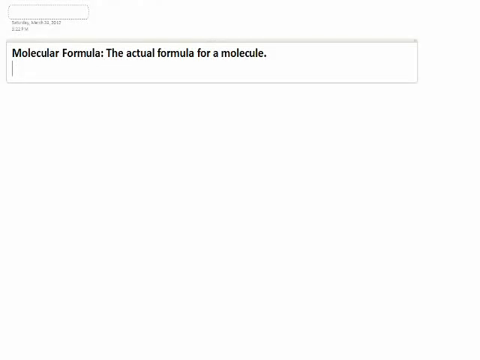Now we're going to look at molecular formula. The molecular formula is the actual formula for a molecule. It's what it is. So H2O is a molecular formula. It also can be the empirical formula. So the molecular formula is how that compound actually exists. Let's look at a problem here.